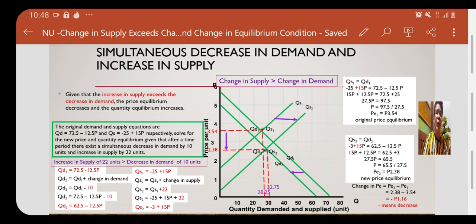Graphically, you will notice here that the change in supply is reflected in the wider gap between the new supply curve and the original supply curve, compared to the gap between the new demand curve and the original demand curve. So we have a bigger gap between the supply curves and a smaller gap between the demand curves. And thus, we can say the change in supply exceeds the change in demand.